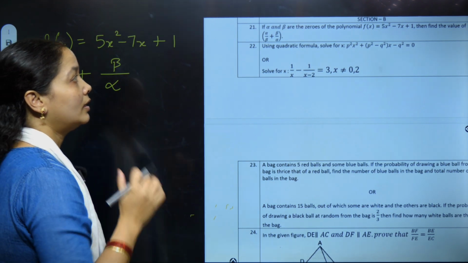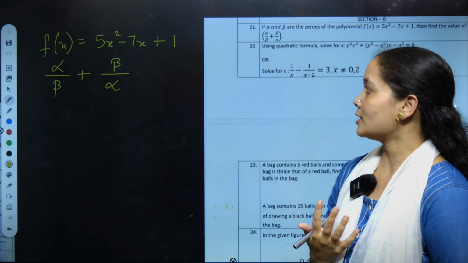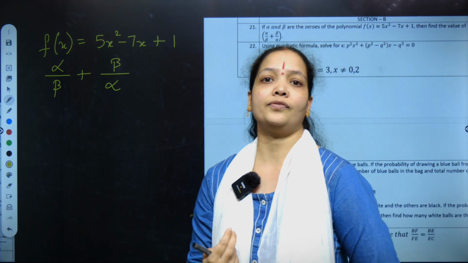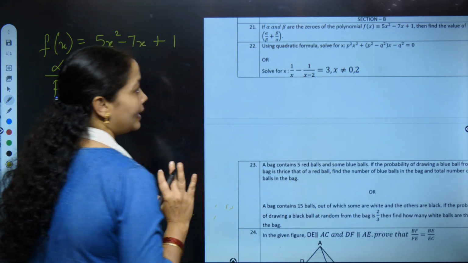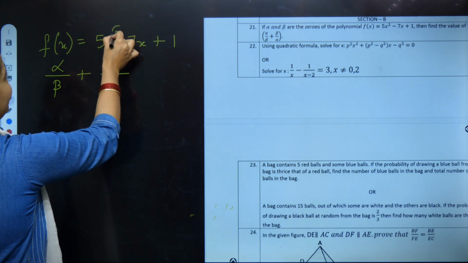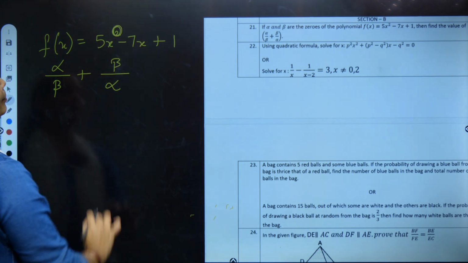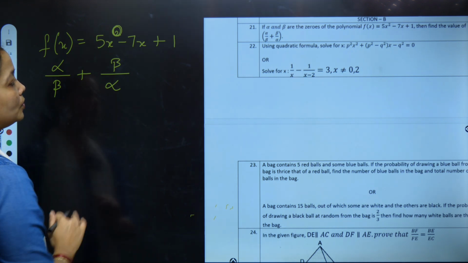This question depends on the chapter called polynomial, the second chapter of the CBSE NCERT textbook, and the concept is very simple. When an equation has a degree of 2, the variable present here is x and the power of x is 2, so it should have two roots. Alpha and beta are the roots.